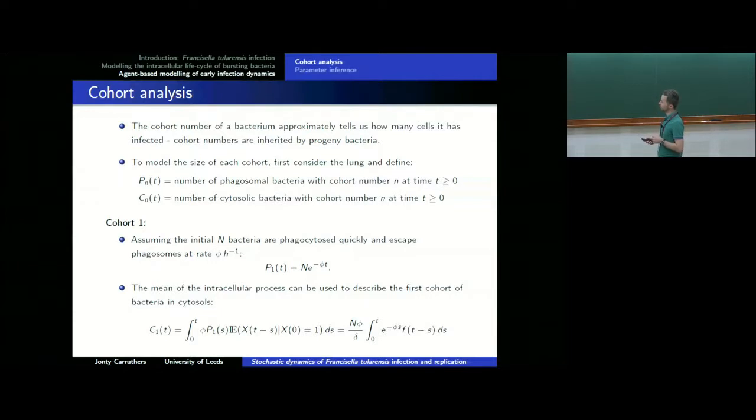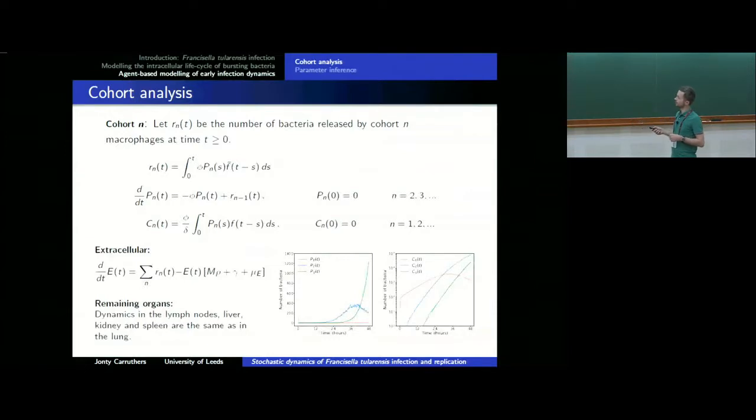If we think about that first cohort where we've got N bacteria, we're going to make the assumption that these bacteria infect the cells very, very quickly at the start, so that our initial state can actually be N bacteria in phagosomes. These bacteria leave the phagosomes with rate phi. So all we're going to have for P1 is just this exponential decay. Now if we think about our intracellular process, this is describing the cytosolic replication of bacteria, but without that phagosomal stage. So if we want to know the mean number of bacteria, or the size of this C1, it's essentially just the mean of our intracellular process. We can give that here, but then we also account for a delay whilst the bacteria are in the phagosome. And the nice thing is that this mean was defined using the density of the time until rupture, so you can get quite a simple expression for the size of your first cohort.